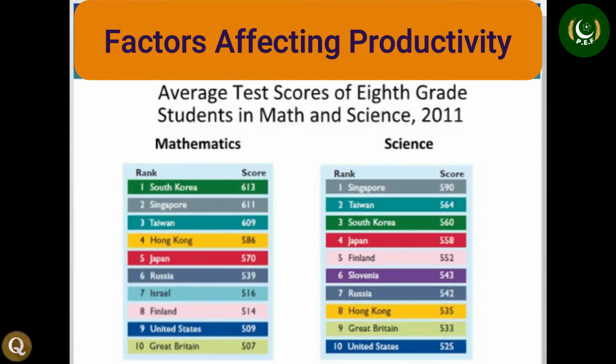The test performance of U.S. 8th grade students did not compare favorably with that of 8th graders in several other nations in the 4th International Math and Science Study from 2011. In mathematics, the United States came in 9th, and in science, 10th.